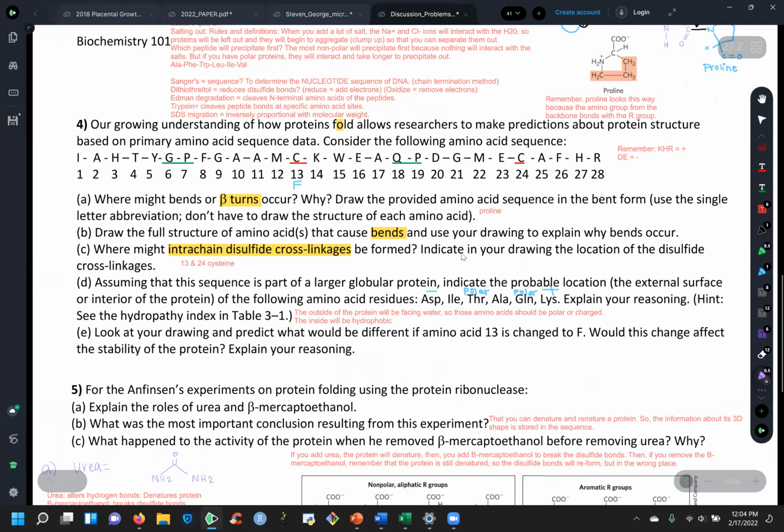Okay. So for number 4, they give you a chain of amino acids and then they ask you, where might bends or beta turns occur and why? Draw the provided amino acid sequence in the bent form. Use the single letter abbreviation. Okay, so beta turns happen at proline.